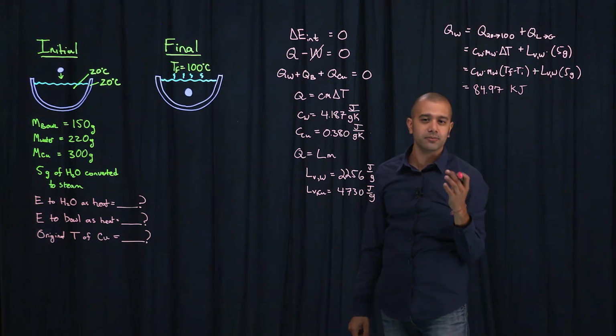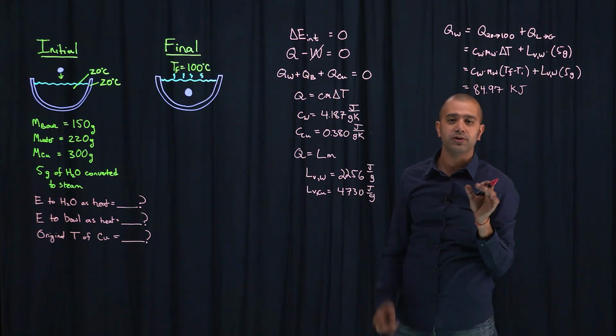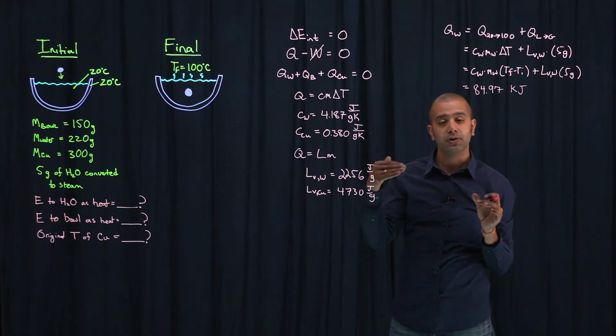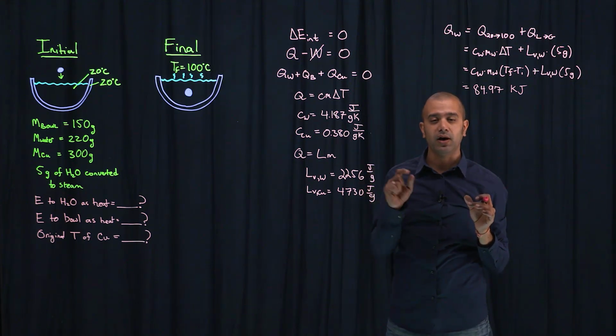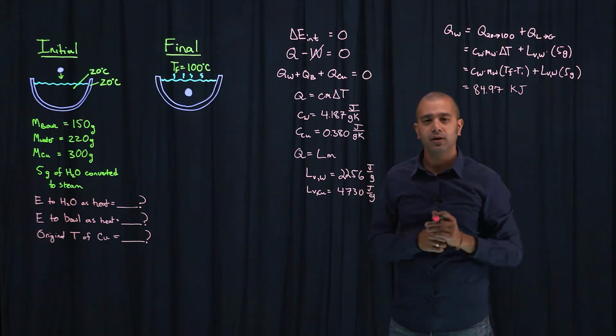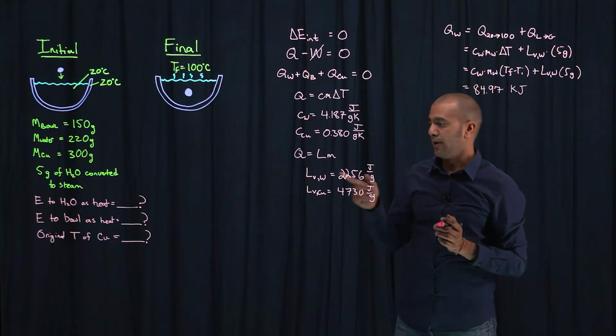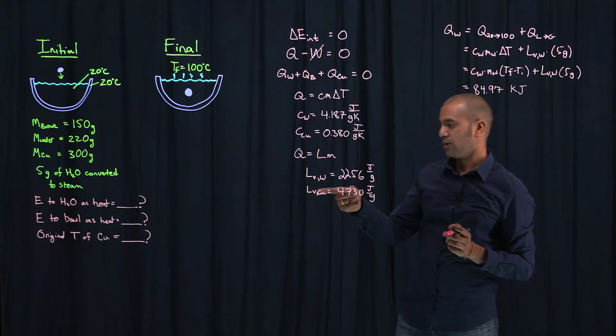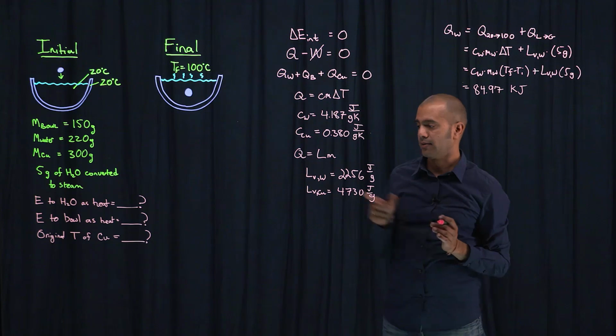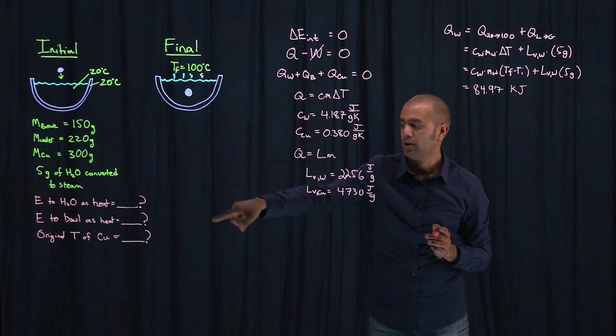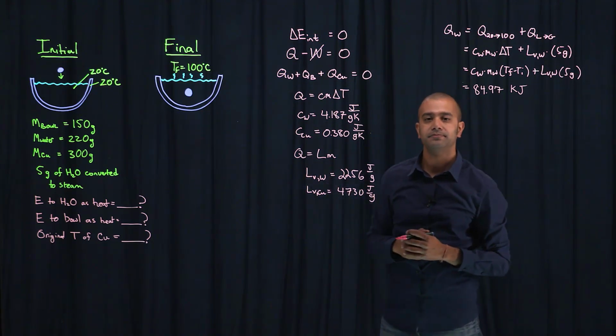And again, that arose from two processes. One is changing the temperature up to 100 degrees, and then one is boiling off a little bit of that water to steam, changing its phase. The next part of the problem is very similar, so why don't I let you take a crack at that, and then we'll come back and look at number 2, and then we'll finish up with number 3.